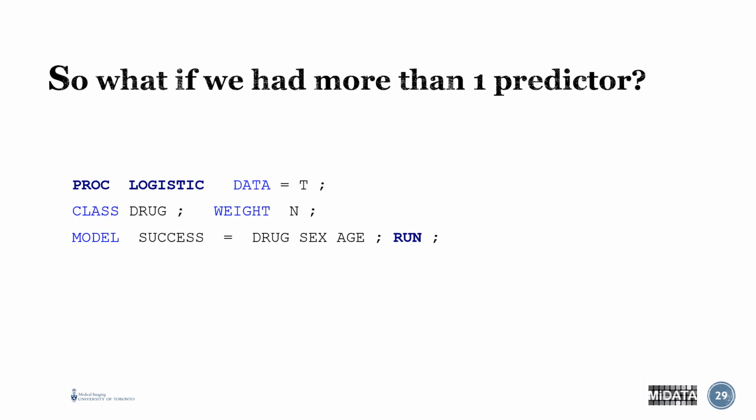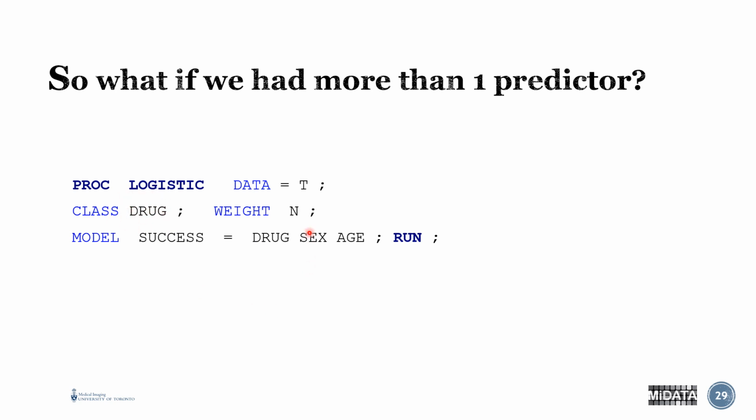So what if we had more than one predictor? Now this is the reason we use proc logistic. And if we did, we can simply add them to our model. So for instance, here I'm adding sex and age alongside drug. I didn't add sex to the class statement because I've chosen to use 0 and 1 as sex. If I had coded it as male-female, then I would have to add sex to the class statement.